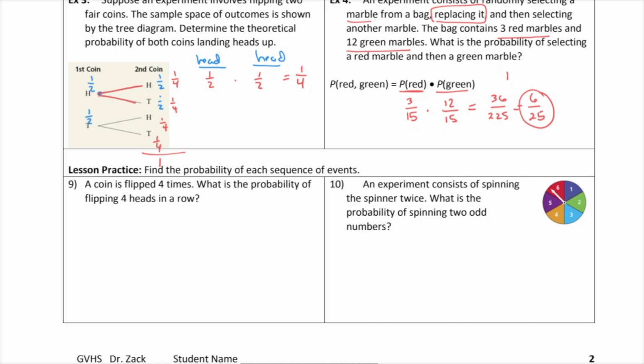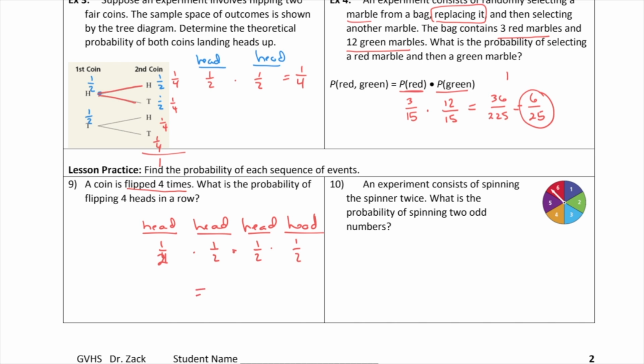Now if we were to look at our next problem, the way I want you to set these up, the coin is flipped 4 times. What's the probability of getting 4 heads in a row? I want you to write the words head, head, head, head. Then I want the probability written underneath each one of getting a head during your coin flip. Afterwards, multiply and get that answer.